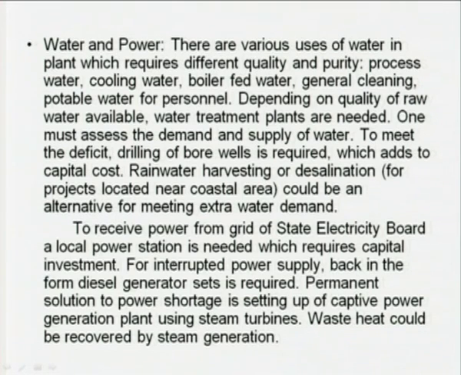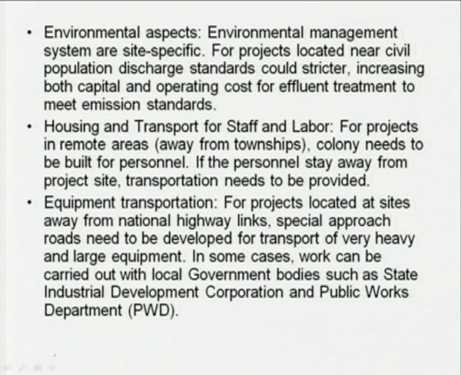Now, to receive power from the state electricity board or the grid of the state electricity board, we have to set up a local power station that requires capital investment. If you want to have uninterrupted power supply, okay, then we have to have backup of diesel generators, or the permanent solution for the power problem is to have your own captive power generation plant using steam turbine. The waste heat in the plant could be utilized for steam generation and running these turbines to generate power. In some cases, if excessive power production is there, then power can be sold back to the government.